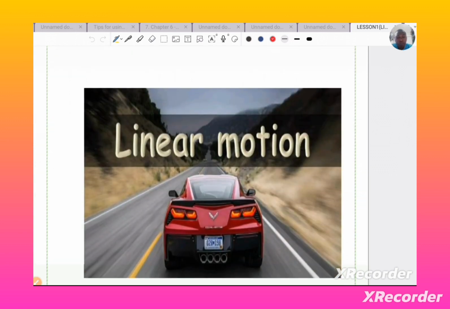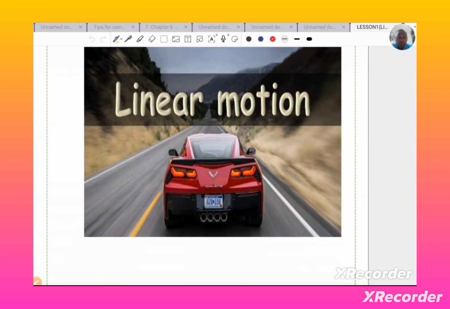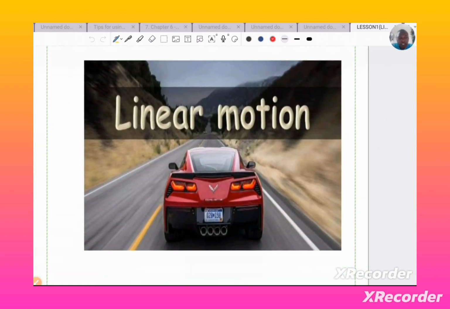Here there is a picture. If you observe clearly this picture, you will see that here we have a car. Car is here. It is moving. The car is moving along a straight line, which means that linear motion is a motion which is done along a straight line.